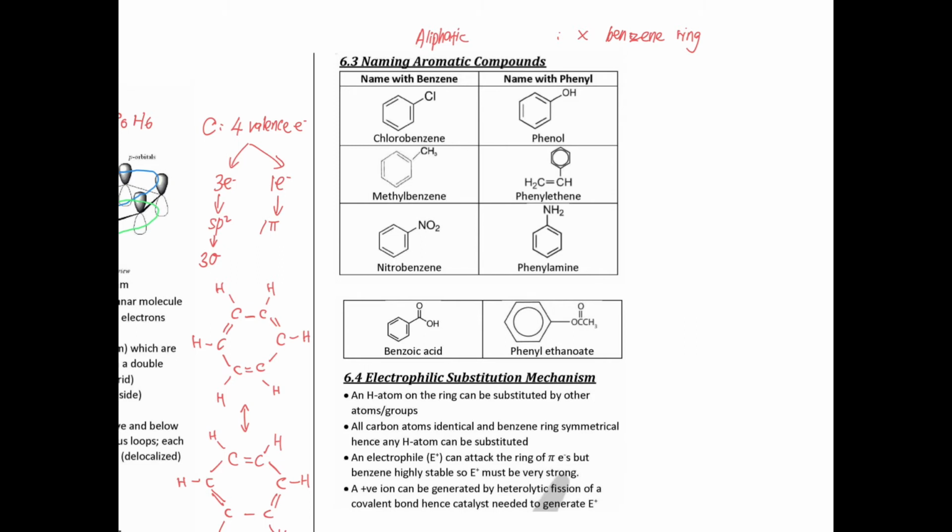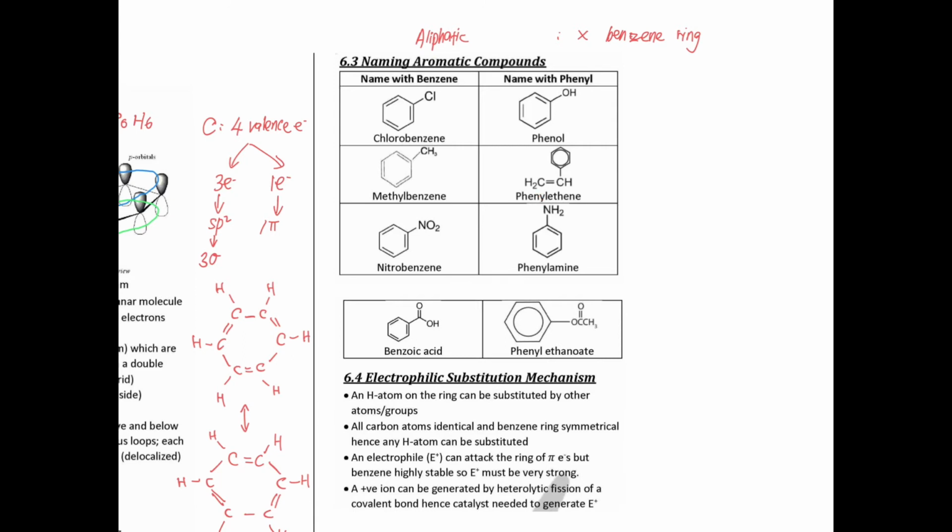Aromatic compounds have a benzene ring. So we name them with benzene or with phenyl. When we have the benzene ring, sometimes we use the word benzene, as in chlorobenzene, and sometimes we use the word phenyl, like phenol. So this one is methylbenzene, phenylethene. Sometimes we name it as benzene, sometimes as phenyl.